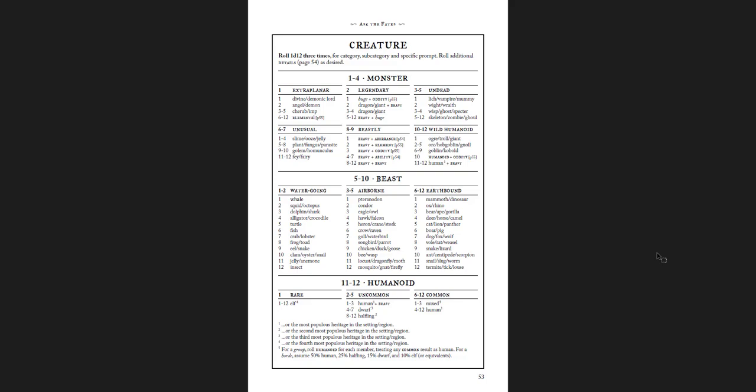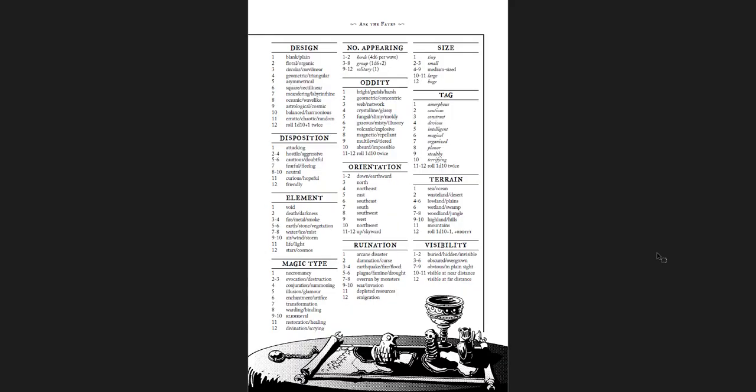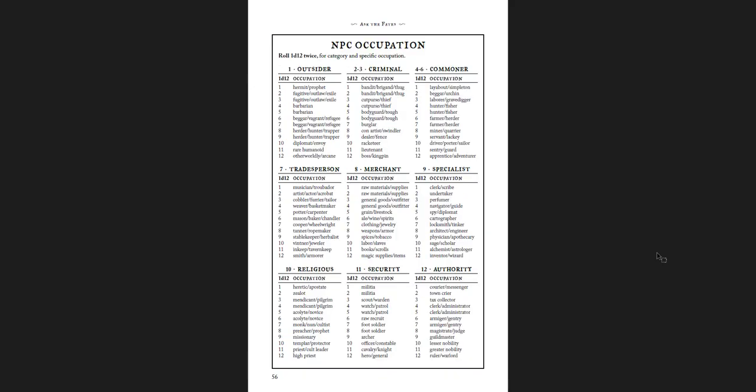And then different creature tables, monsters, if they're extraplanar, beastly, undead, beasts, humanoids. And then various details, if you want them. The age, the color, the adjective, the aspect, the damage type, the alignment, the ability. Really useful whenever you need a prompt quickly, or whenever you want to describe a creature in more detail. More of these tables: number appearing, size, tags, orientations, dispositions, ruinations, magic types, designs, visibility.